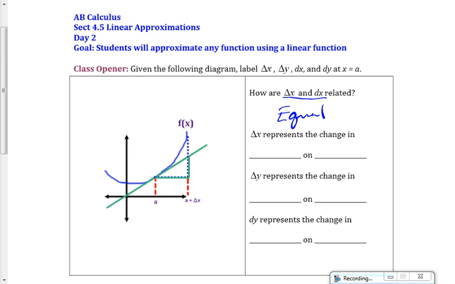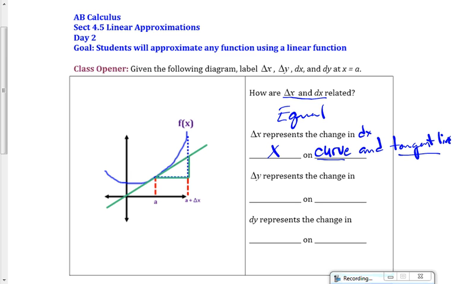They are equal. Delta x represents the change in x on the curve, also the change in x on the tangent line. Okay? So delta x, because they're the same, represents the horizontal change on the curve, and on the tangent line because they're the same. Okay? Because delta x is also dx.